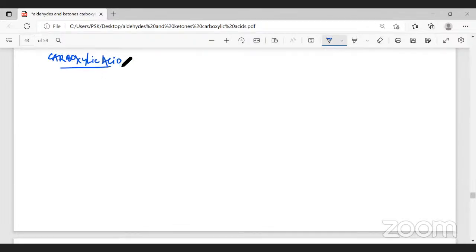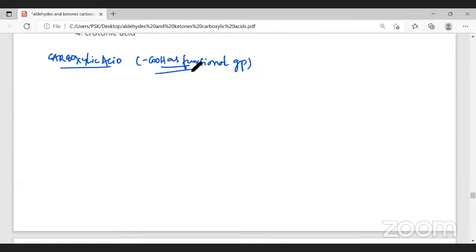Now, carboxylic acids are compounds which contain COOH as the functional group. Organic compounds which contain COOH as a functional group will be called carboxylic acids. Now, the general formula of the carboxylic acid is RCOOH. The structure is R, C double bond O, OH. This is the structure of carboxylic acid.